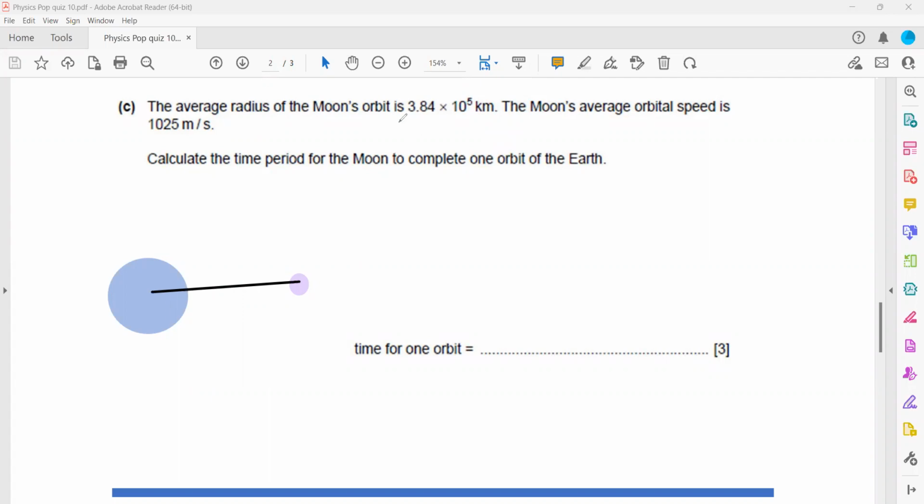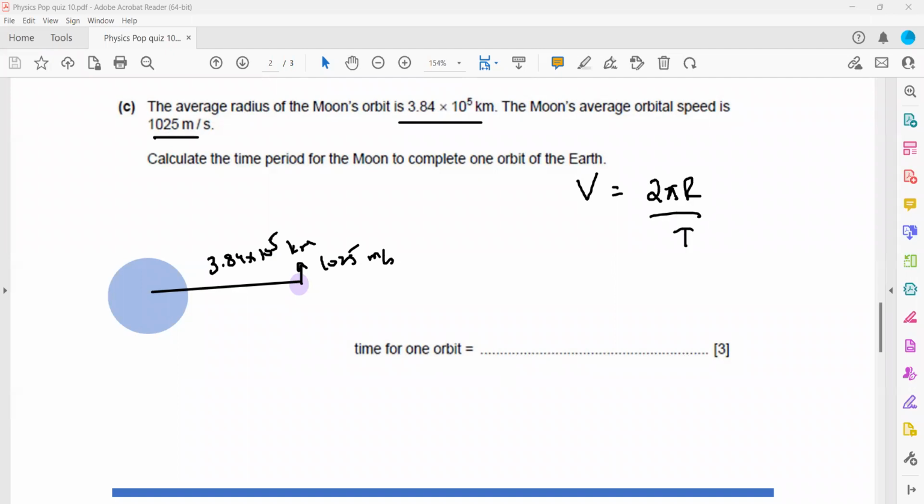So the average radius is given, that is 3.84 into 10 to the power 5 kilometer. And the speed at which it is moving, the orbital speed, is given, which is 1025 meter per second. We need the time for one orbit. So how to work out the time for one orbit? Whenever an object moves in a circular path, the speed at which the object moves is given by the circumference 2 pi r divided by t. So if we need t, that is equal to 2 pi r divided by v.